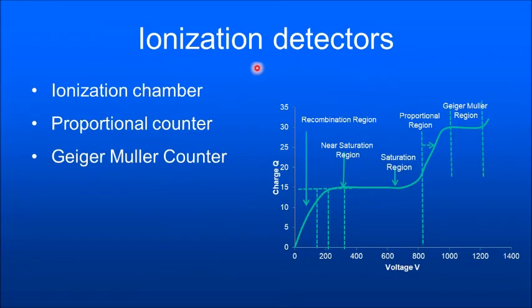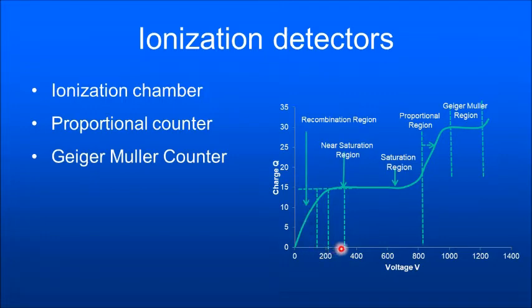What you see here is the ionization detector graph, and using this graph, we can explain the function of the ionization chamber, the proportional counter, and the Geiger-Müller counter. As you know, as I increase the voltage between the electrodes, the charge collected will increase. And this is how it goes increasing. But in this portion, not all the ions are collected. There are some of the ions left over. And these ions recombine, and hence this region is called the recombination region.